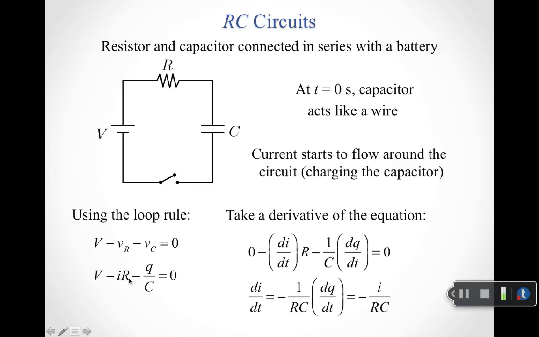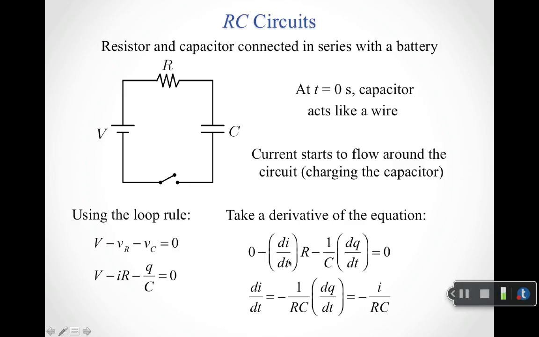Then we have dI/dt. The resistance, again, doesn't change with time. That's held fixed for my resistor. Similarly, when I look at this next term, the capacitance doesn't change either. So I'm just going to pull out a 1 over C and be left with dQ/dt. And so here's what I get when I take the derivative of this equation.